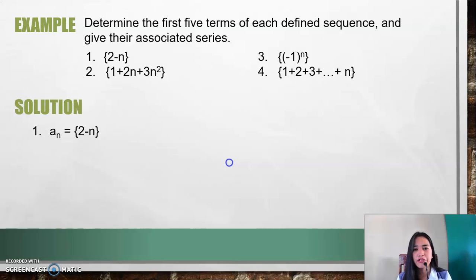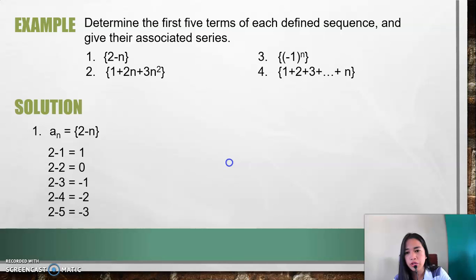So in determining the first 5 terms, we just substitute 1, 2, 3, 4, 5 to the value of n. So we have 2 minus 1, 2 minus 2, 2 minus 3, 2 minus 4, 2 minus 5. And we have the resulting sequence 1, 0, negative 1, negative 2, and negative 3.